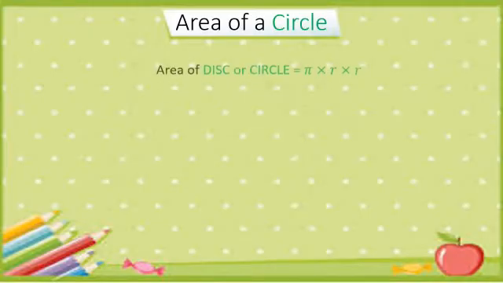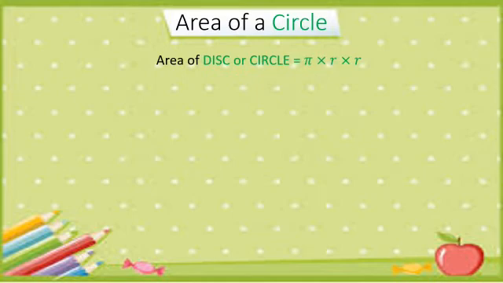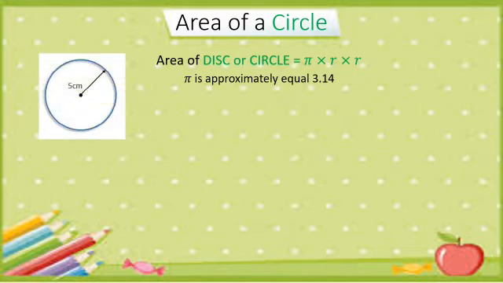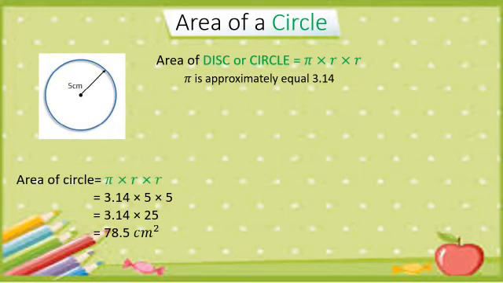Area of a circle. The area of a disk or a circle is equal to pi times radius times radius. As we know, pi is approximately equal to 3.14. Let us take examples. We have this circle. It has a radius of 5 centimeters. The area of the circle is equal to pi times radius times radius. Pi is about 3.14 times 5 times 5, that is the radius. It's equal to 3.14 times 25 equals 78.5 centimeters squared.